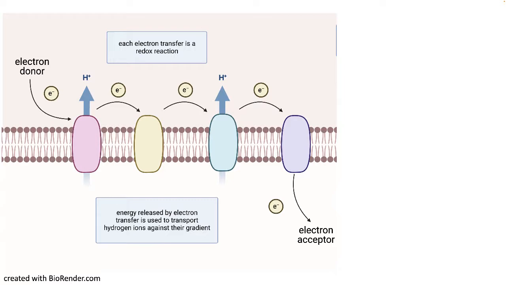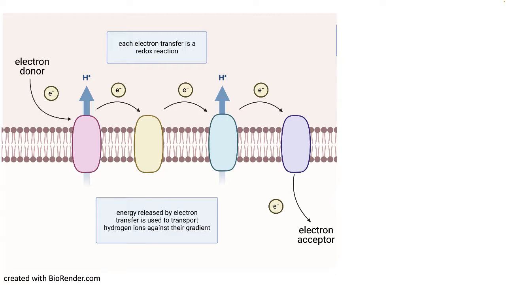And here's the important part. Some of the energy that's released by this exergonic process, which is the passing of electrons, is used to power an endergonic reaction. That endergonic reaction is the active transport of hydrogen ions against their gradient. You can see that diagrammed here across the pink and blue molecule with that arrow going up and H plus at the end of it.